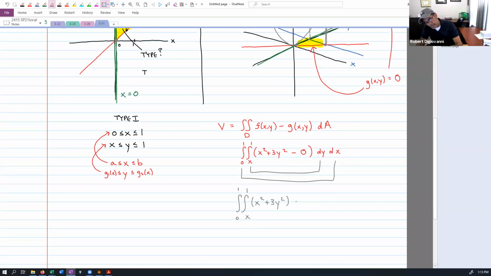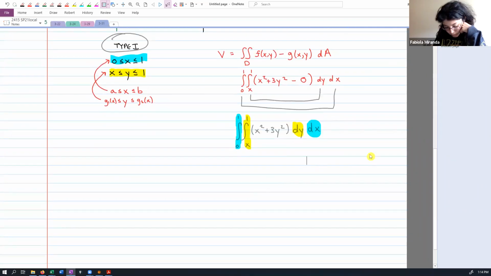Okay, so when you have a type 1 region, your x's will always be between two constants. Type 2 region is the other way around. But for a type 1, the x's are between two constants, which means that the integration with respect to x has to be the outside integral. And then the other restriction on y, that's between two functions of x, that must always be your inner integral. So whatever's held between two constants is always the outside, and whatever's between two functions is always the inside one. Thank you.